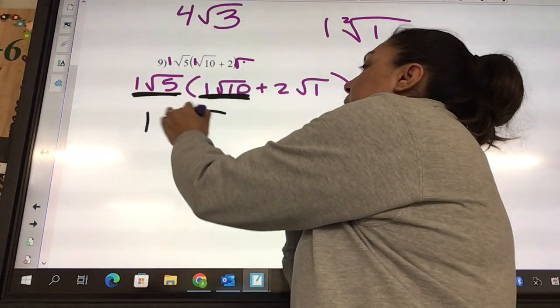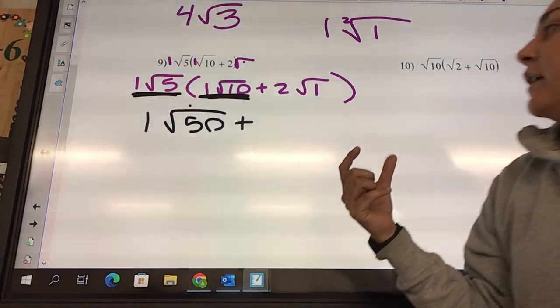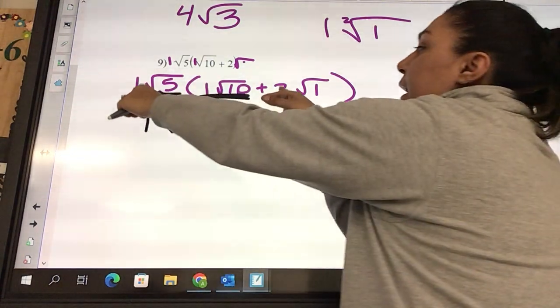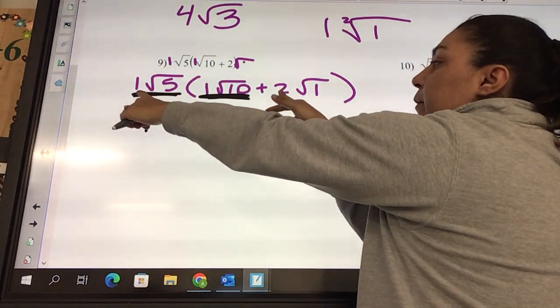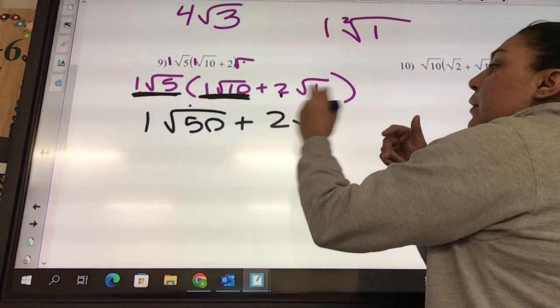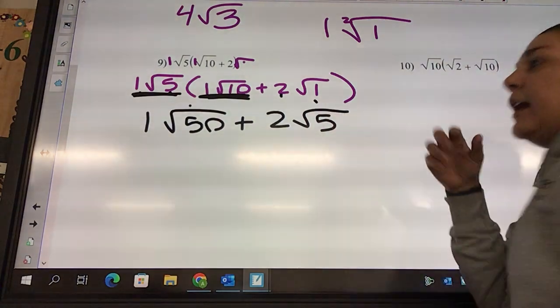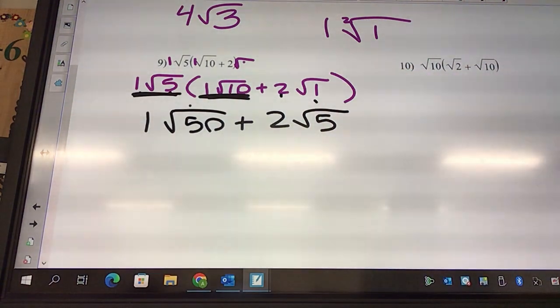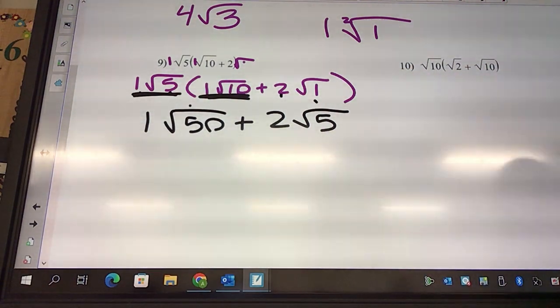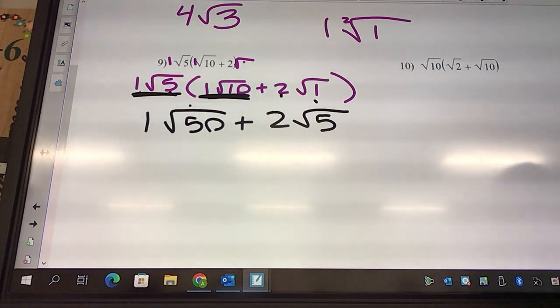It's going to be 50 plus, okay, same thing here. You're going to multiply the outsides together, 1 times 2, 2, and multiply the insides together, so 5 times 1, 5. Okay, and this is definitely the slower way. On the next one there's definitely a much easier way to do these, okay? So then we need to go through and simplify.